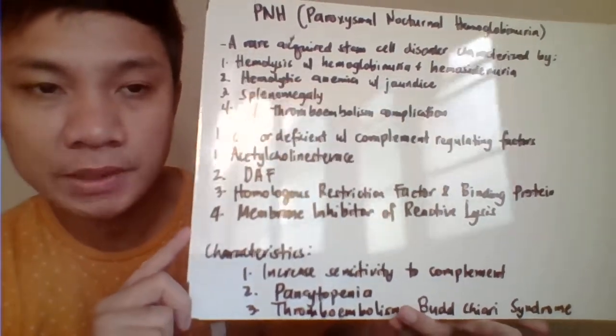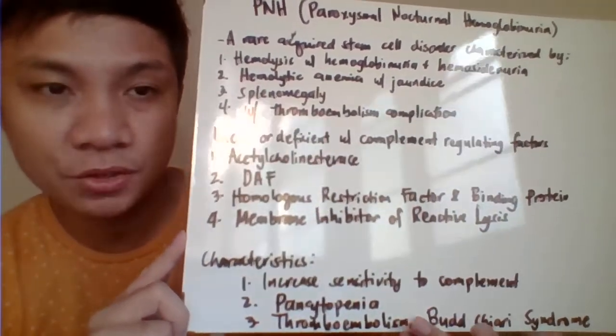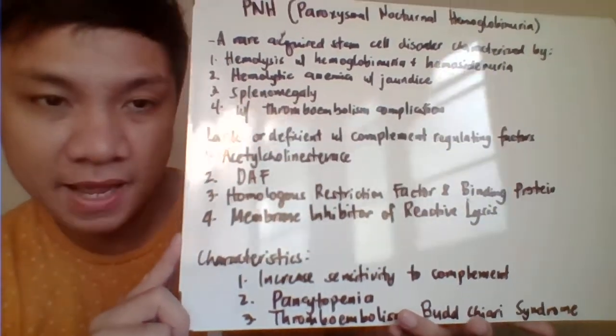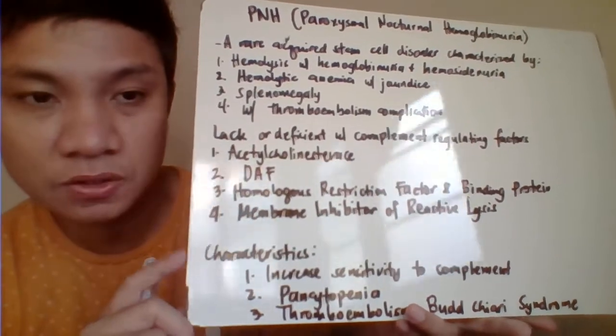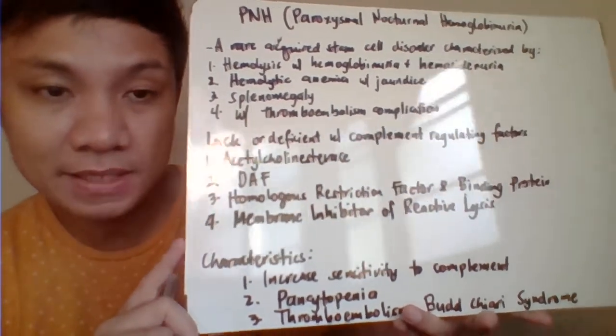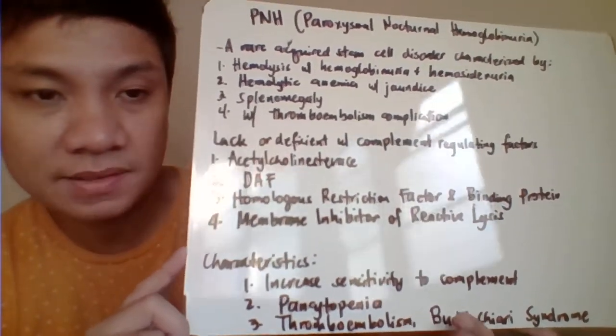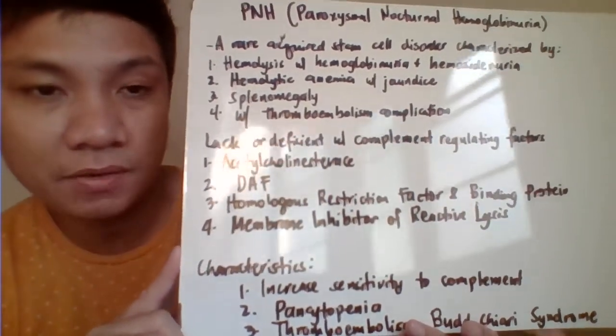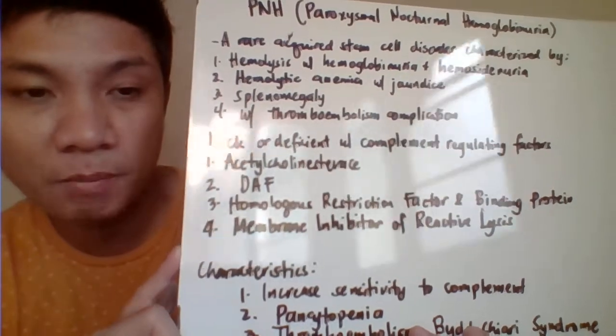Okay, we're going to take up hemolytic reaction, autoimmune or immune hemolytic anemia. So we have here the PNH. Another one we have here the PCH. So first we take up here the PNH. PNH stands for paroxysmal nocturnal hemoglobinuria.